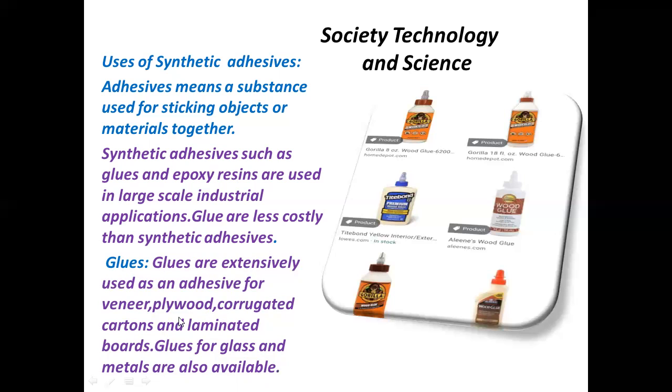They are used in the assembling of wooden parts. Glues for glass and metal are also available, like to join glass pieces or glass parts. There are also glues available even for metal. Different types of glue are available, depending on which purpose they are required for or which type of substances or materials.